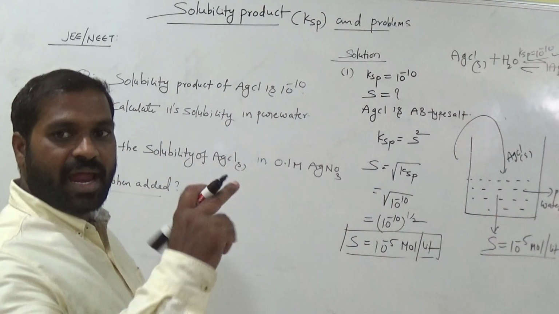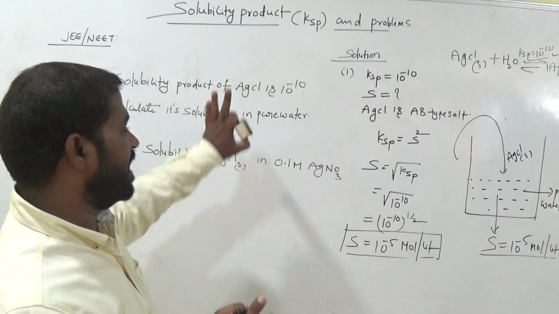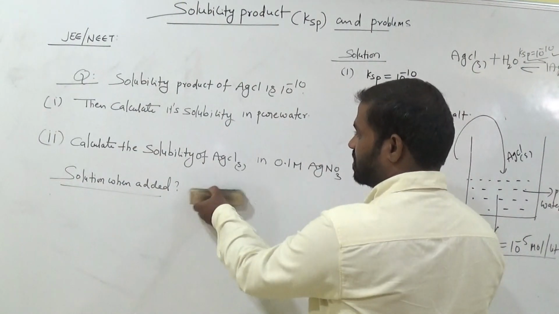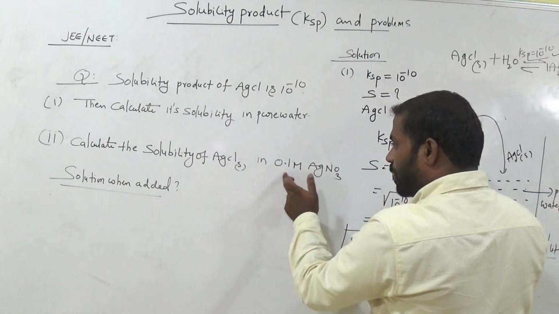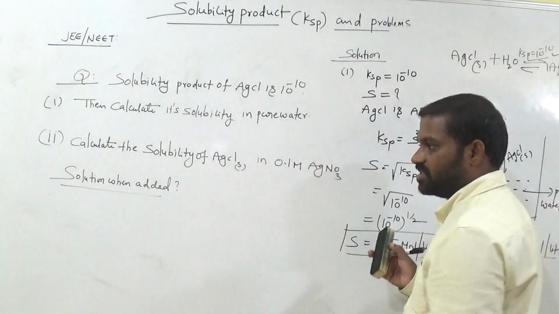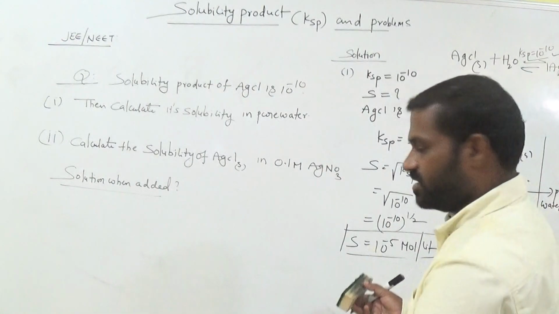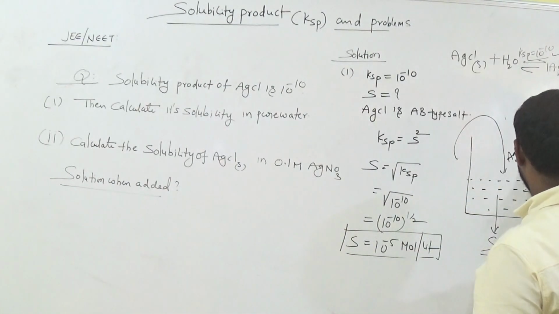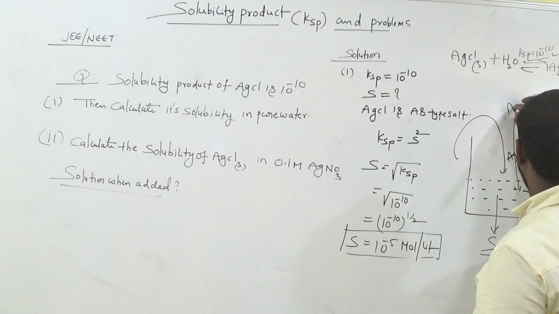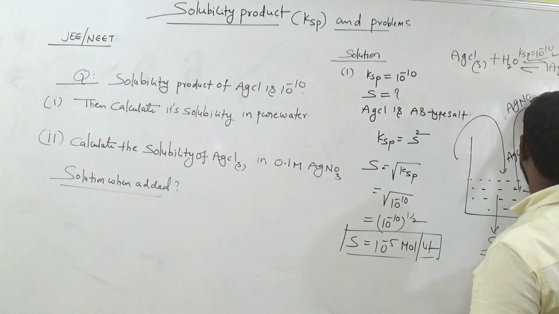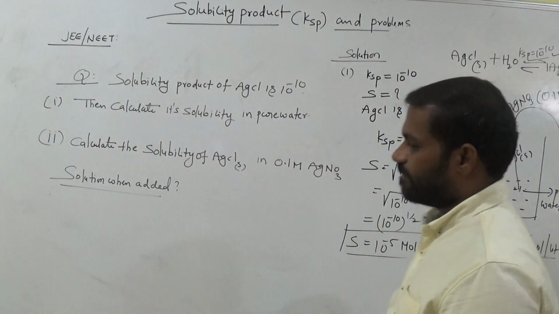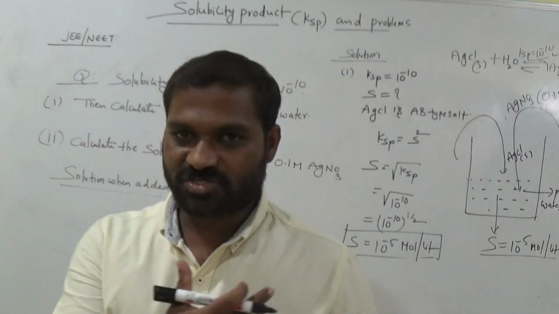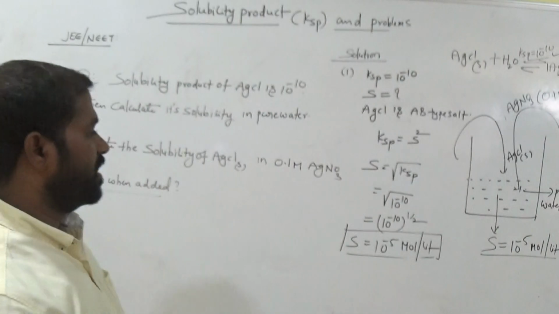Now we add silver nitrate in the second question. Come to the second question's solution. Now calculate the solubility of AgCl in 0.1 molar AgNO3 solution when we add. So now we add AgNO3. What is the concentration? 0.1 molar. Concentration means your solubility. Remember that.